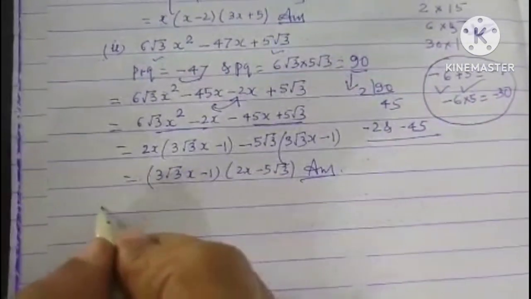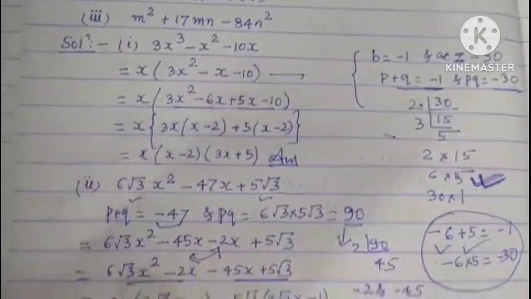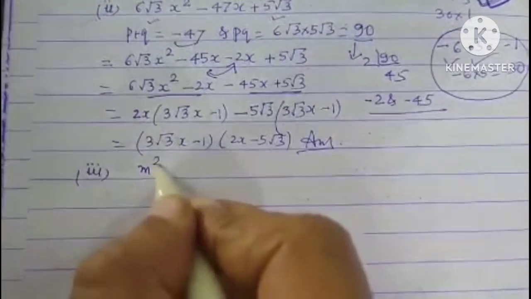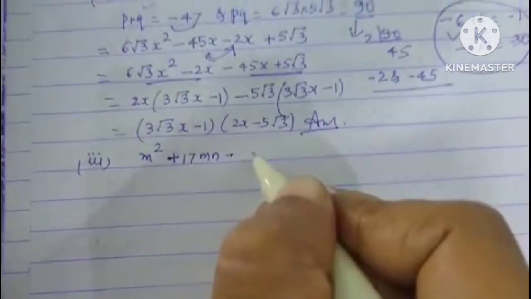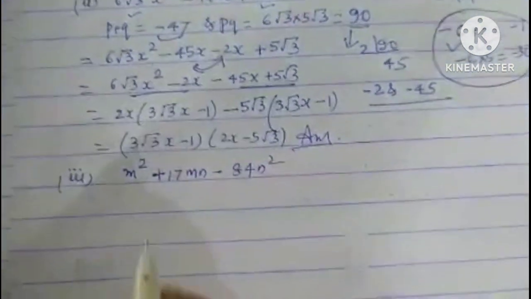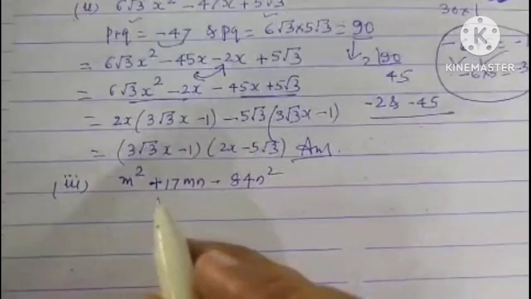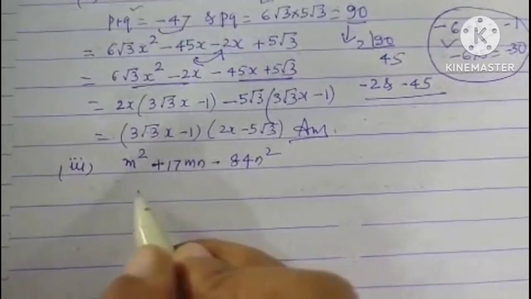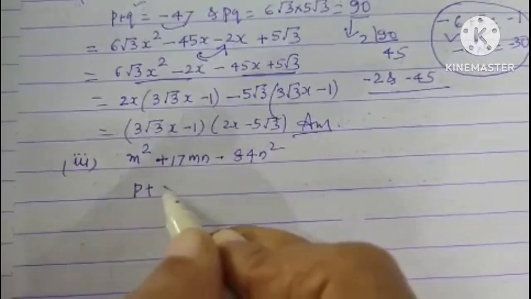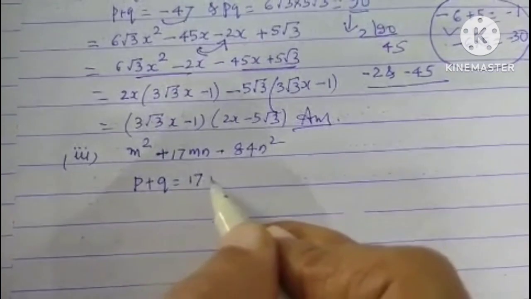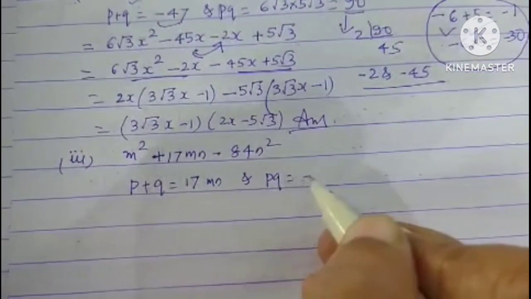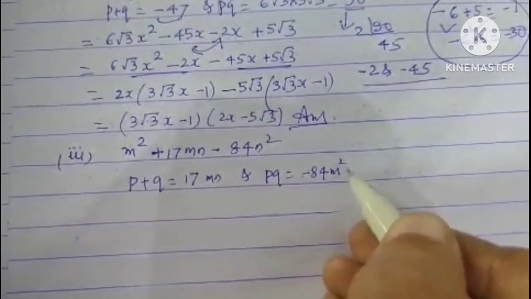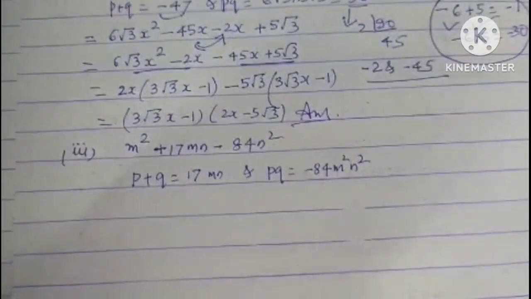Let's do the third one. The third one is m square plus 17mn minus 84n square. m square plus 17mn minus 84n square. So we have to find two integers p and q such that p plus q equals 17mn and pq equals minus 84 m square n square.